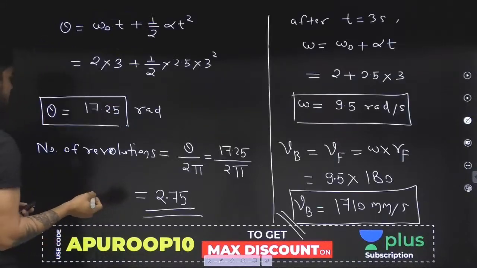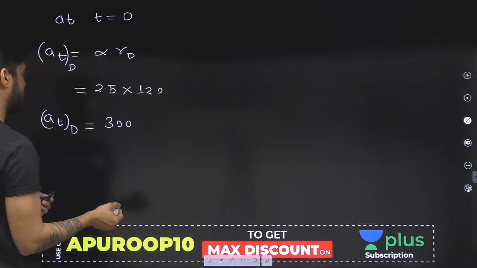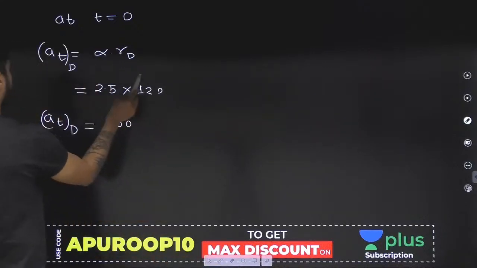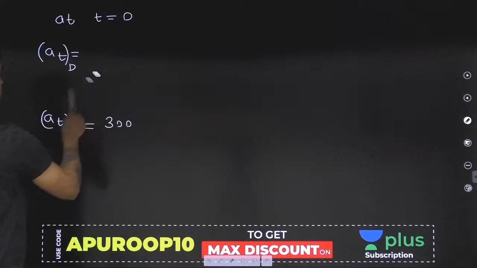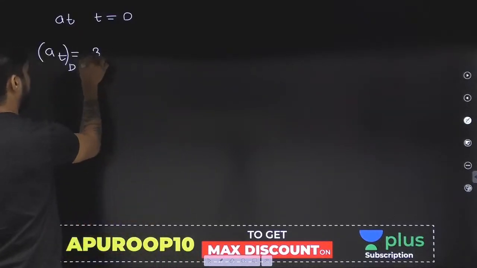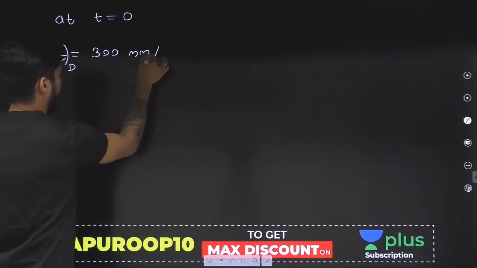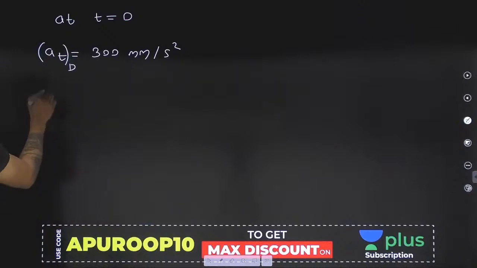अरे यार ये मैंने क्यों किया? AT तो पहले से पता था ना. Sorry, we don't need to do this. We already know AT. AT तो already पता है, 300 mm per second square. वो तो दिया हुआ है ना क्वेश्चन में. We need AN.